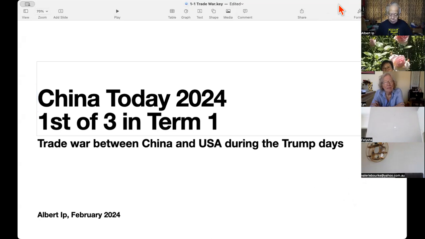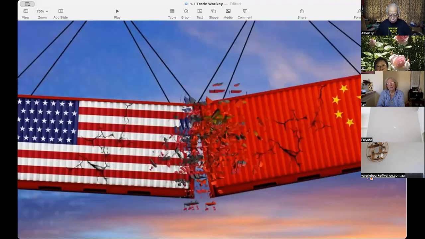to edit the PowerPoint. Okay, I hope you have no problem seeing the PowerPoint. And this is the first of three, and I will be talking about trade war, technology war, or whether there will be a Cold War. So today we will focus on the trade war, which is in Trump's days. Okay, so we see a clash between the United States and China.